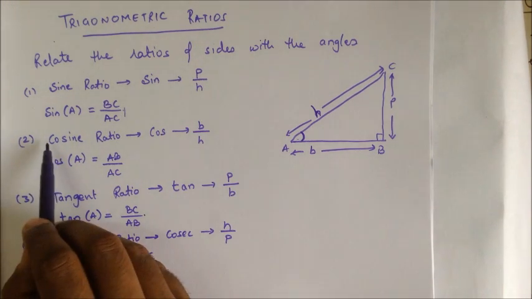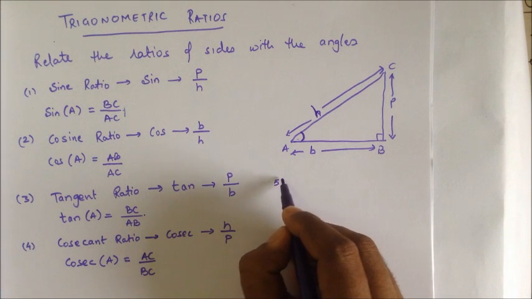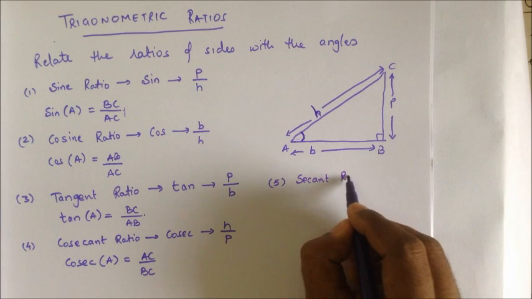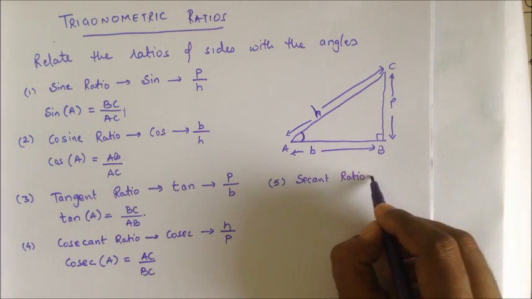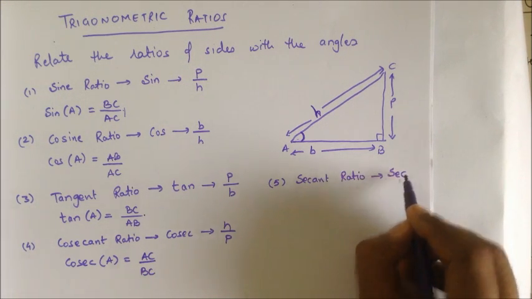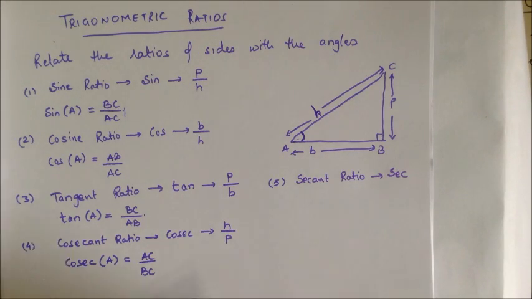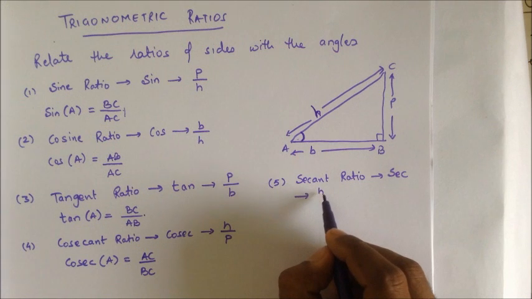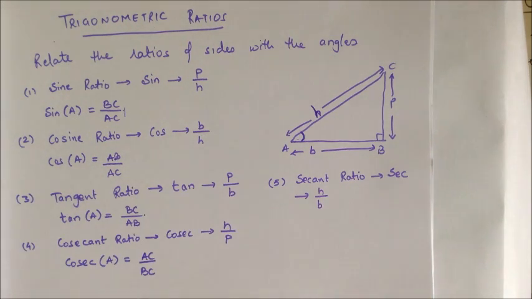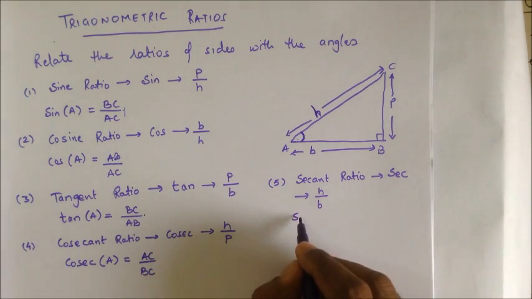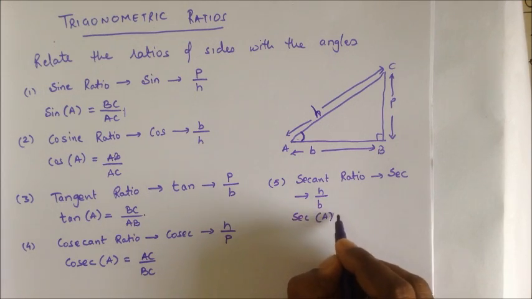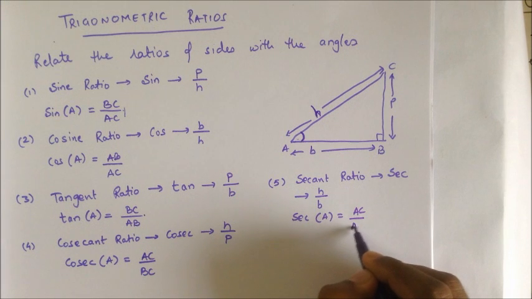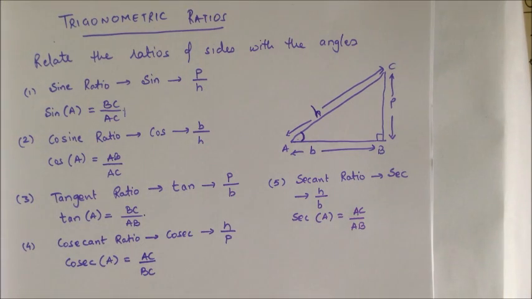The fifth ratio is the reciprocal of cosine and it is known as the secant ratio, and in short form it is written as sec. It is the ratio which is the reciprocal of cosine, hence the ratio between the hypotenuse and the base. So for sec A, the hypotenuse is AC and the base is AB.